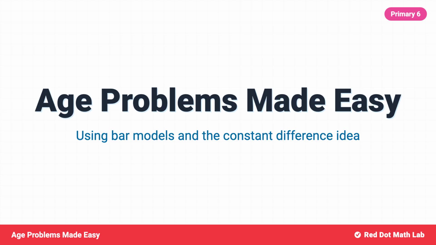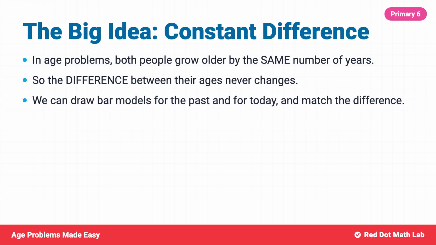Let's get started. First, the big idea. In every age problem, both people grow older by the same number of years. If 10 years pass, both Dad and Sam each gain 10 years. This means the difference between their ages never changes. It stays constant. Our trick today is to draw bar models for the past and for today, and then match that difference. Alright, let's see it in action.